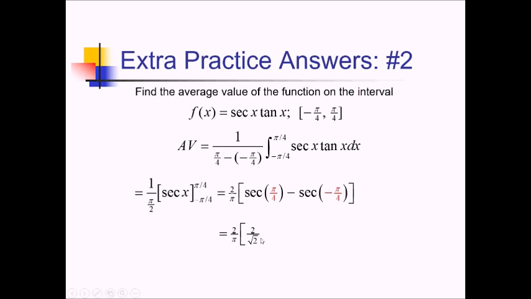So we're doing 2 over radical 2 minus 2 over radical 2. All this stuff in here comes out to 0. That zeroes out the 2 over pi over there. So we get a grand total of 0.